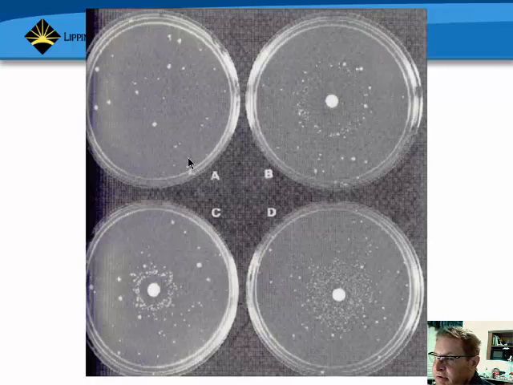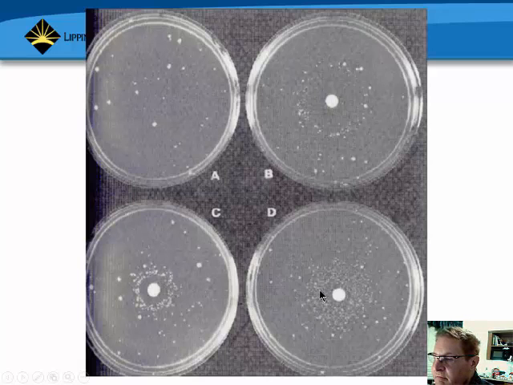So here are some real plates. In panel A, that's the spontaneous mutation rate. There's not a disc in the center here with the compound, but there are some of these His plus colonies that grew up, so that would be the spontaneous mutation rate. Just by being on the plate, some mutations occurred.